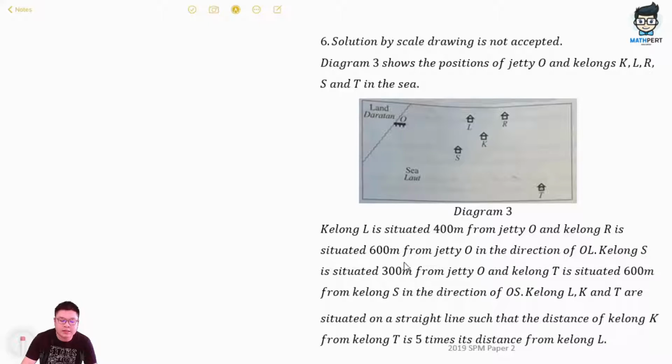Column S is situated 300 meters from jetty O, and column T is situated 600 meters from column S in the direction of OS. Columns L, K, T are situated on a straight line such that the distance of column K from column T is 5 times the distance from column L.